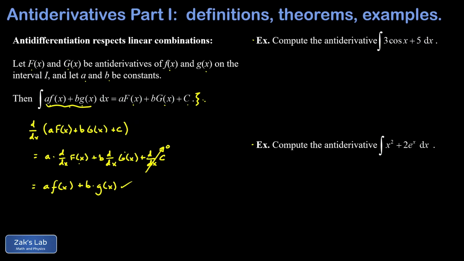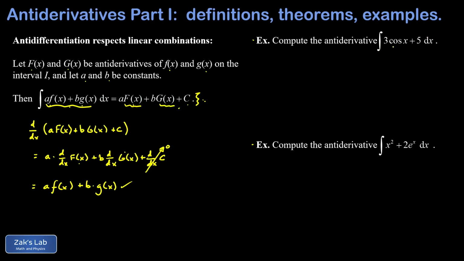So this gives us a nice new tool in our toolkit for computing antiderivatives. I could summarize it by saying the antiderivative of a linear combination of functions is the linear combination of the antiderivatives of those functions. So let's apply this idea to our first example.